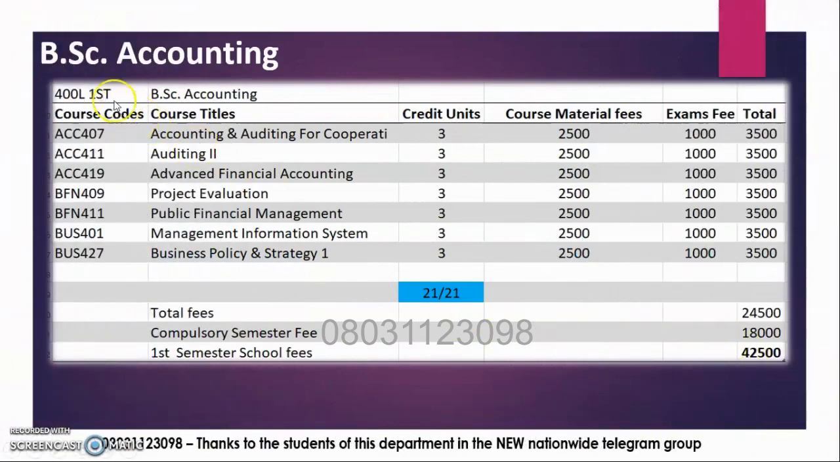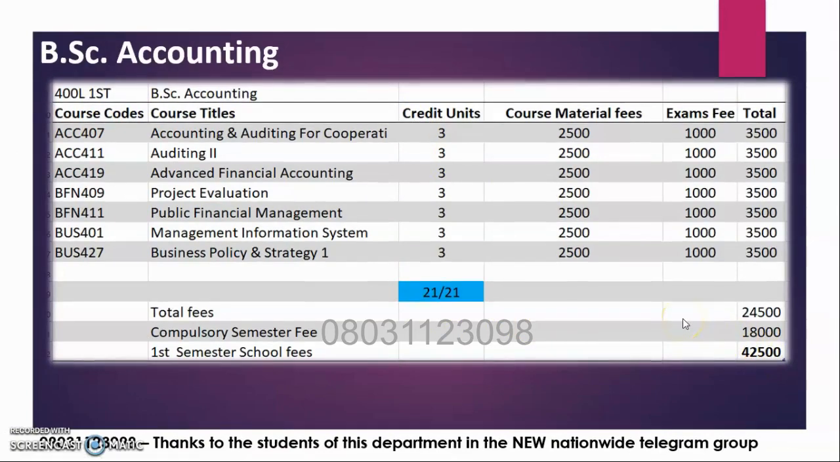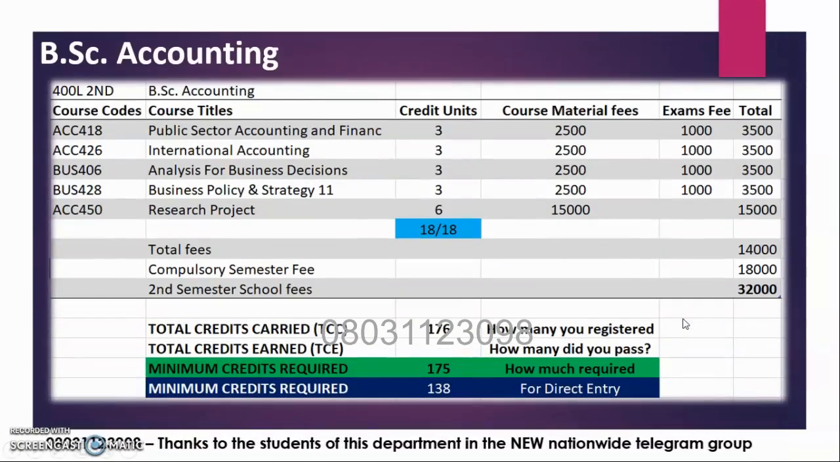Then 400 level first semester, these are your required courses, all of them. You must register all and pass all, with 42,500 as your school fee. Then final semester, 400 level second semester, these are your courses, including your projects. Projects do not require exam registration, so you will only be paying 15,000 for it.